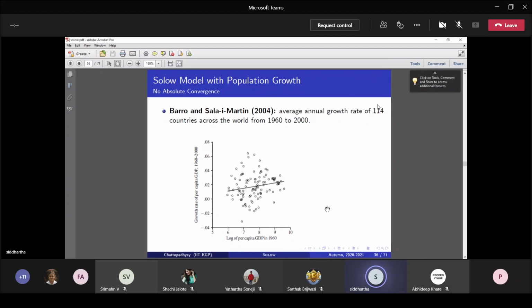So if that prediction of the Solow model holds, that the poor economy is growing at a higher rate than the rich economy, the scatter plot and the trend line should have been a negatively sloped line. That means a poor country which has a lower per capita GDP in 1960 should grow at a higher rate compared to a rich country which has a higher log per capita GDP in 1960.